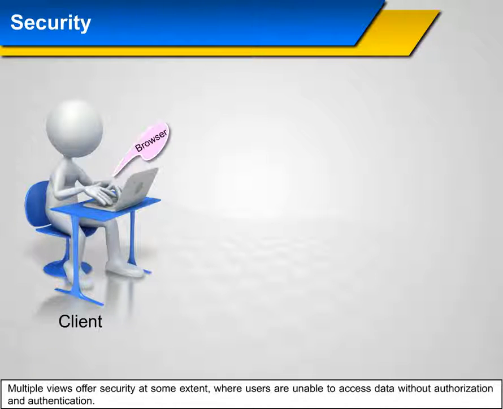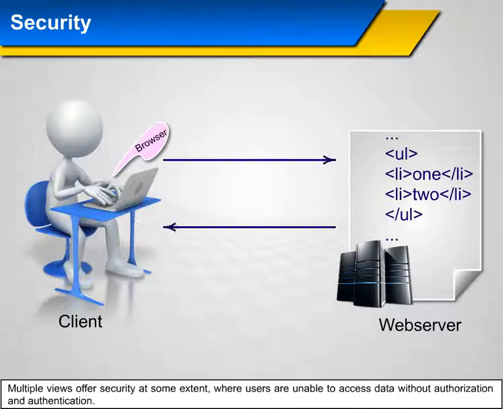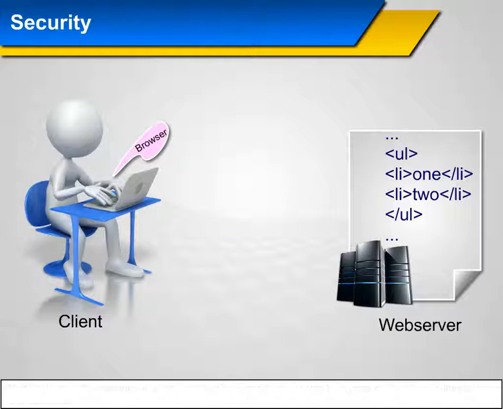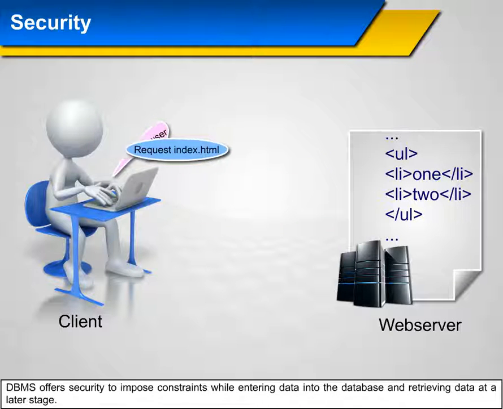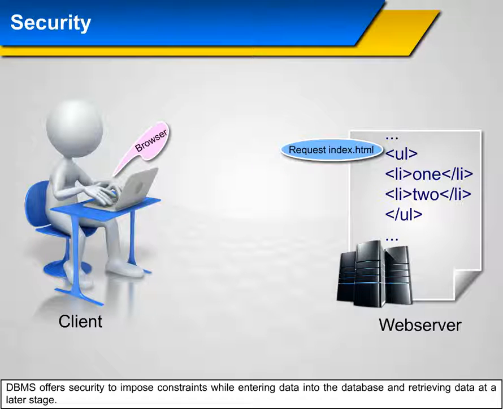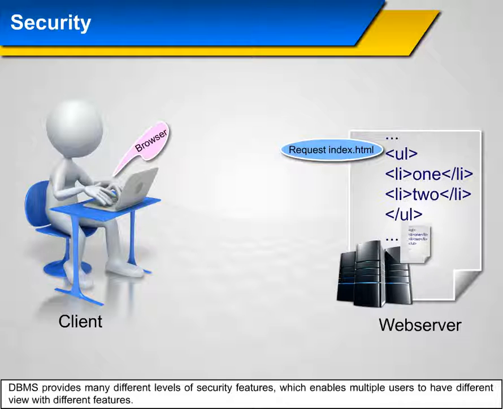Security. Multiple views offer security to some extent, where users are unable to access data without authorization and authentication. DBMS offers security to impose constraints while entering data into the database and retrieving data at a later stage. DBMS provides many different levels of security features, which enable multiple users to have different views with different features.